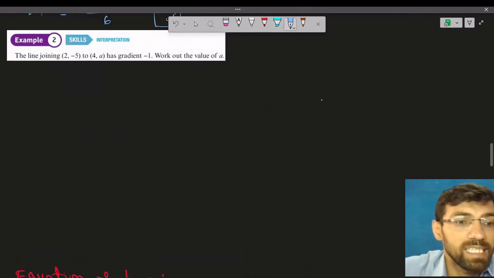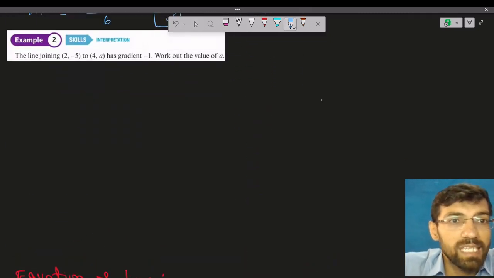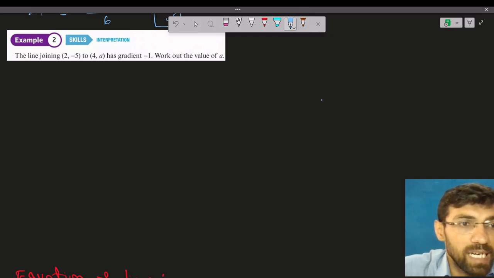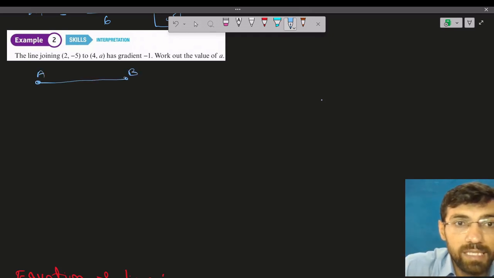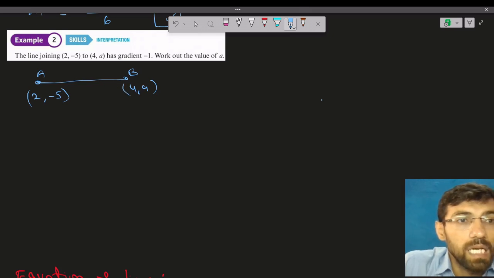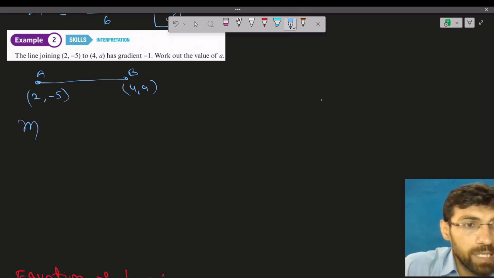So the next question is like this. The line joining these points has a gradient. Again I will draw the line. Let us say the line is like this. This is not the exact situation, but I am just trying to have a visual. The points are 2 comma minus 5 and 4 comma a. This is the line. The gradient of line AB is equal to minus 1.